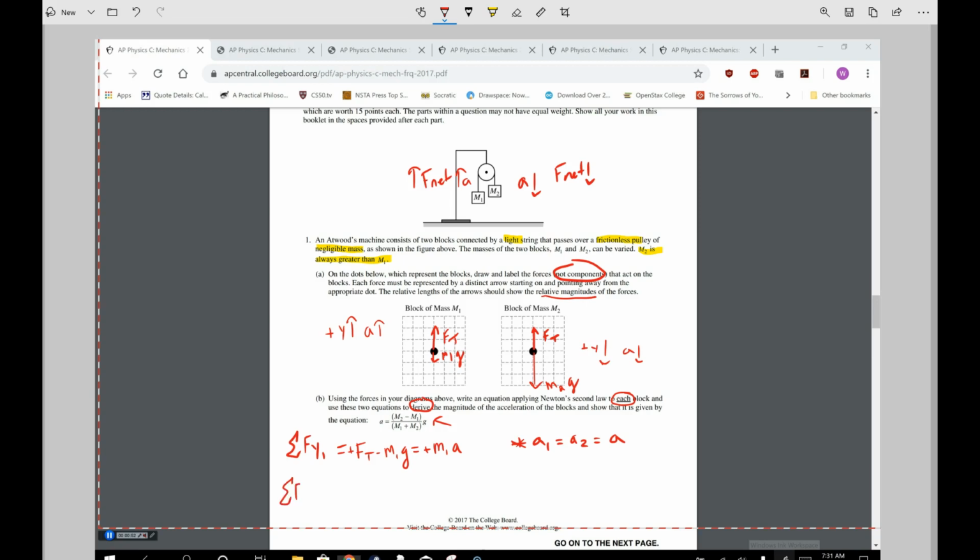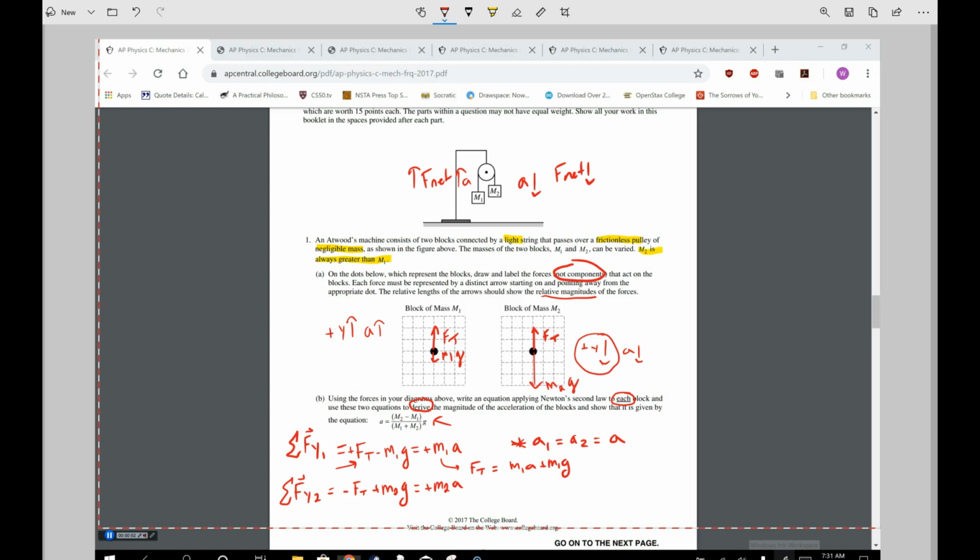Right. The sum of the forces in the Y on block 2 is going to, now we have to be careful, right? Positive Y is down. So it is a negative Ft plus an M2G equals a positive M2A. So we have a system of equations. Notice that one thing that's not present in this final answer is an Ft. So I must solve for an Ft. The easiest one to solve for is this one. So I'm going to write from here that Ft equals M1A plus M1G.